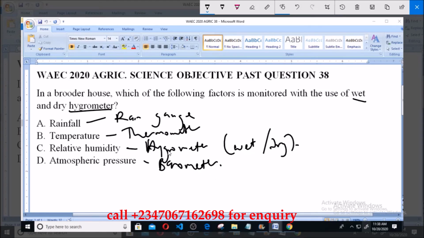So from what we've established here, what you measure with a wet and dry hygrometer is C, relative humidity. So option C is the correct answer to this question.